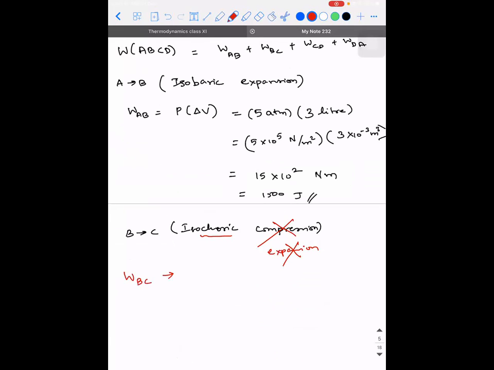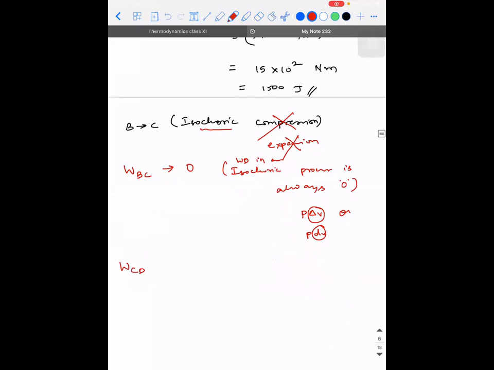So for an isochoric process, remember, work done is always 0. Work done in an isochoric process is always 0 because there is no change in volume. What is the formula of work done? P delta V or P dV? Delta V is also 0, dV is also 0, irrespective of whatever is the value of pressure. Clear? So be careful.